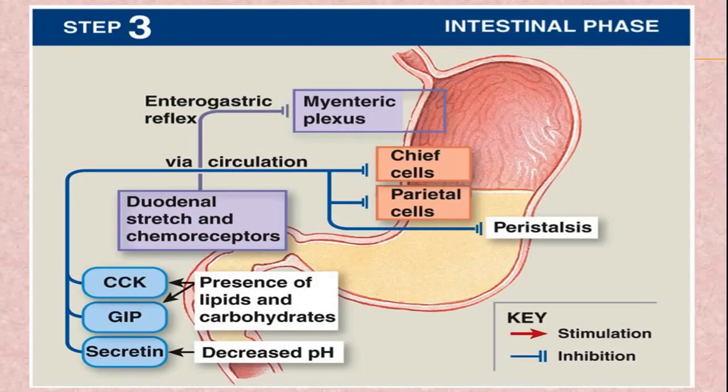This is again another figure that shows the role of cholecystokinin, gastric inhibitory polypeptide, and secretin. When the food or acidic chyme from the stomach enters into the duodenum, the wall of the duodenum, due to the presence of acidic chyme, secretes secretin, and the lipids and carbohydrates present in the chyme stimulate the wall of the duodenum to produce cholecystokinin and gastric inhibitory polypeptide. These three hormones are released in the blood. Through blood circulation, they act on the chief cells and the parietal cells of the gastric gland to stop their secretion, and also to stop the peristaltic contraction of the stomach, so that digestion also stops in the stomach.